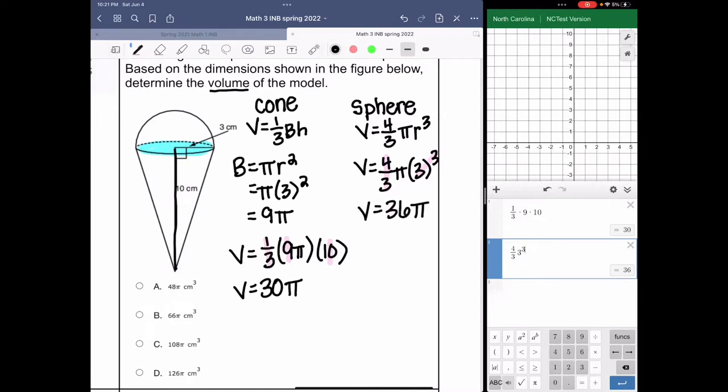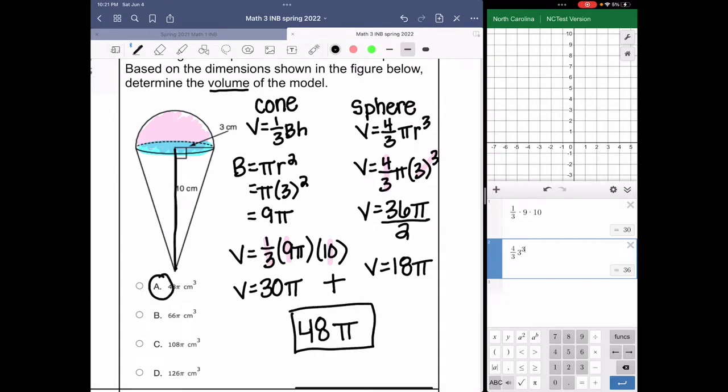Now, I need to divide that in half, because if I divide it in half, that gives me half of the sphere. And I only want half of the sphere because that's all I have for the ice cream cone. I don't have a whole sphere. So when I divide that, my volume is going to be 18 pi. And then, of course, I'm going to add those two together to make the whole thing. So that's going to give me 30 pi plus 18 pi, which is 48 pi. So my correct answer is A.